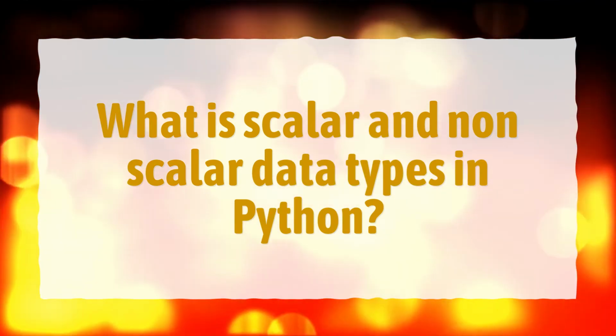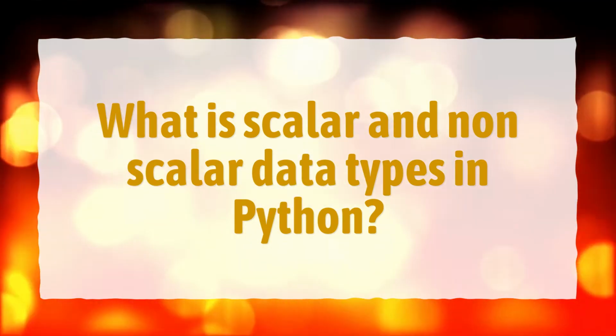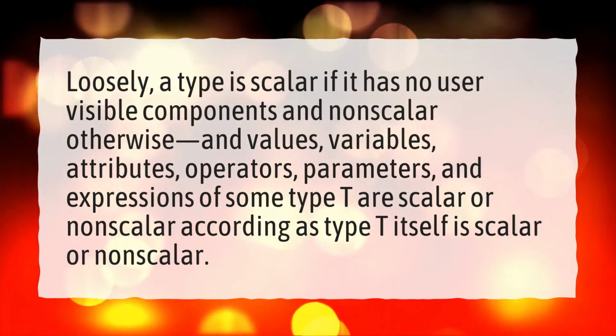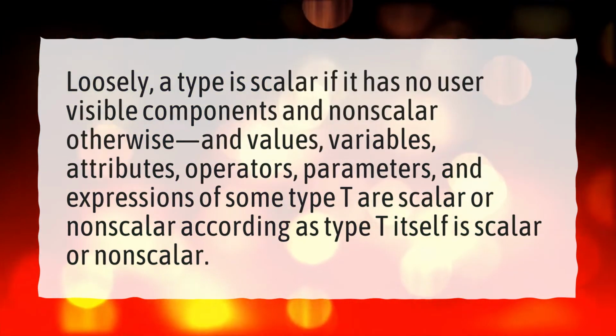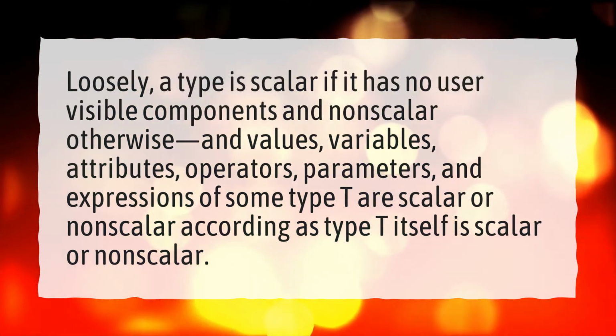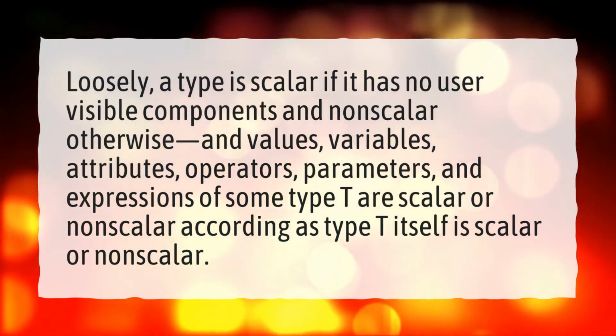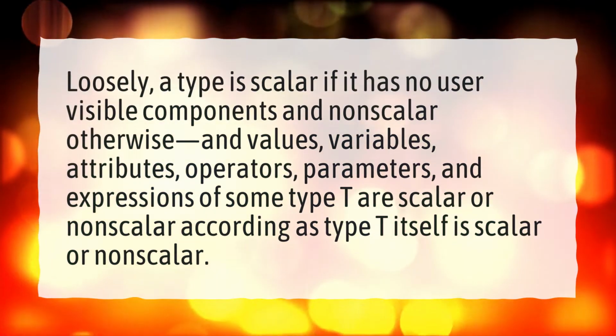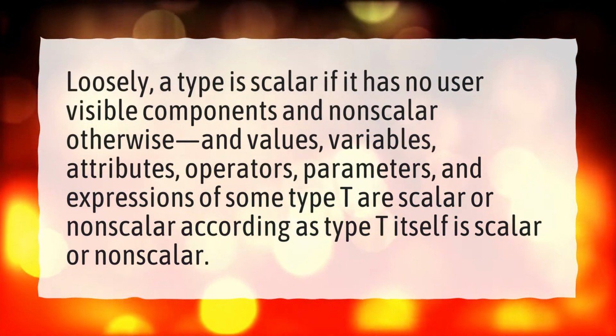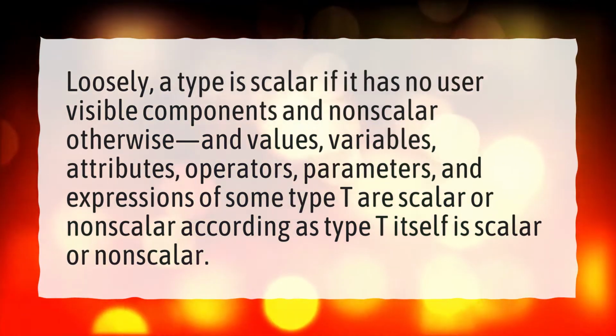What is scalar and non-scalar data types in Python? Loosely, a type is scalar if it has no user-visible components and non-scalar otherwise, and values, variables, attributes, operators, parameters, and expressions of some type T are scalar or non-scalar according as type T itself is scalar or non-scalar.